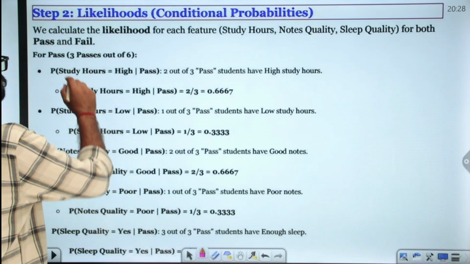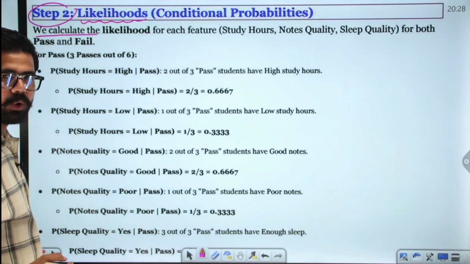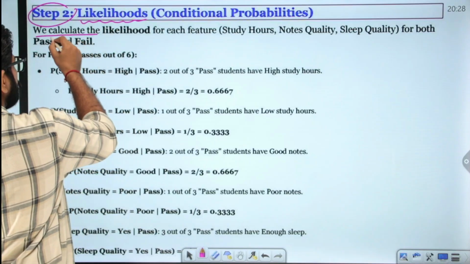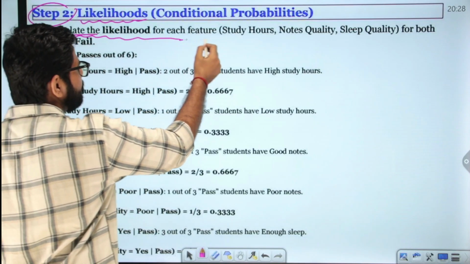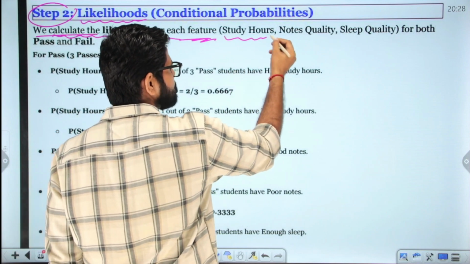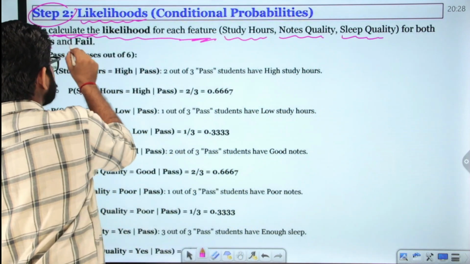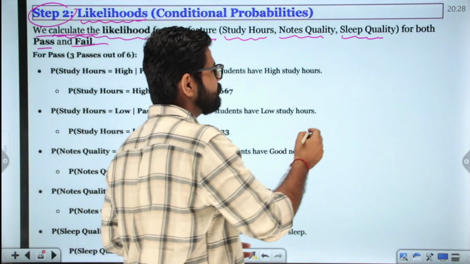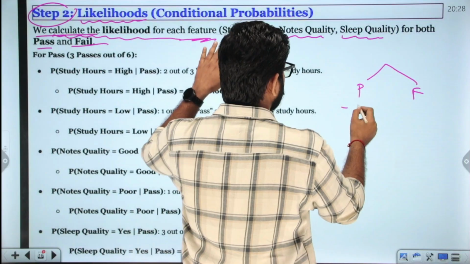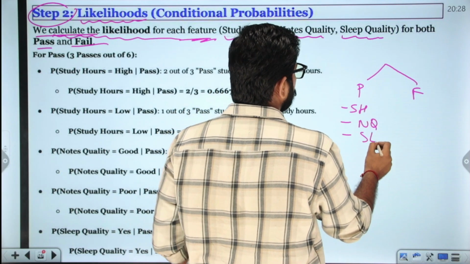Moving further, the second step is to find the likelihoods, that is, the conditional probabilities. We calculate the likelihood of each feature. So what are the different features in your particular problem? They are study hours, notes quality, and sleep quality, for both pass and fail. So you basically have 3 features here for pass as well as fail: study hours, then notes quality, then sleep quality.